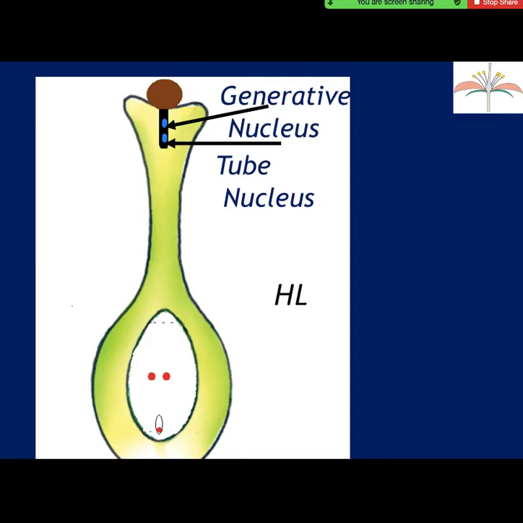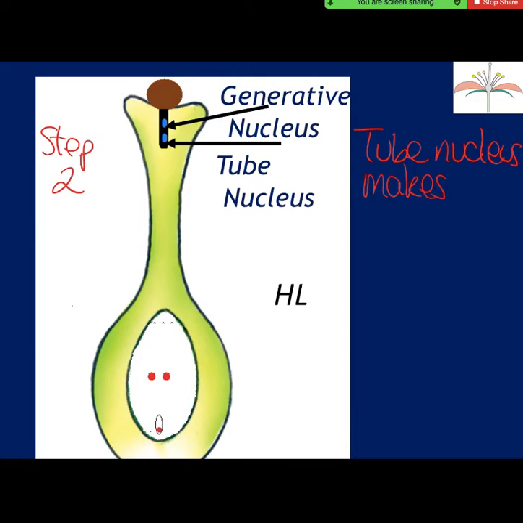So this is the next picture that I want you to put in. So on step 2, this is the step 2 picture. And what we're going to say over here is your tube nucleus makes the pollen tube, so it literally has little digestive enzymes in it, and that chews down through your stigma, your style, and your ovary. And then the generative nucleus follows behind.